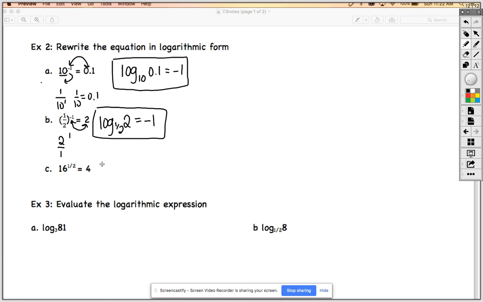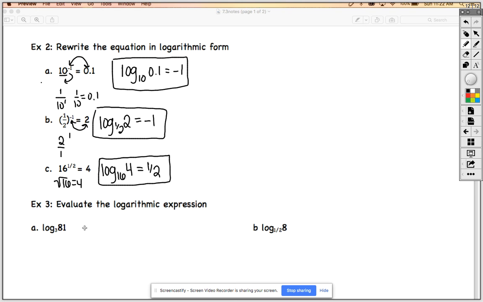Okay, and then part C, log form. Log, my first number is my base, so base 16, and then I switch these two parts. So of 4 equals the power, which was 1/2. Here we go. Remember, half power is the same as the square root, so this is just saying the square root of 16 equals 4, which it does. Okay, so that's just rewriting from one form to the other.